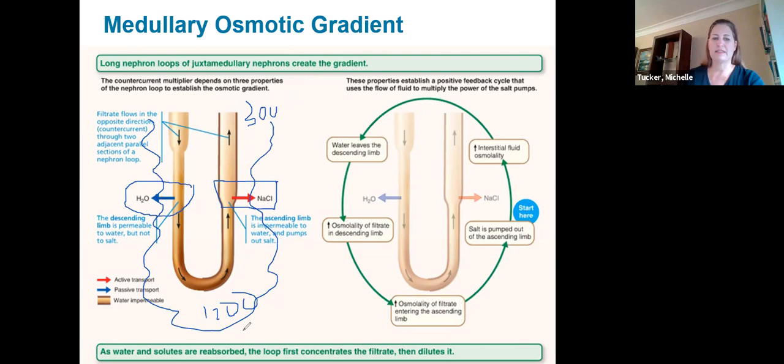This gradient is not going to be why we reabsorb salt and water in the loop of Henle. These are kind of two separate events that happen at the same time. Okay, so we reabsorb water, we reabsorb salt, and we create this gradient that will then be used by the collecting duct.